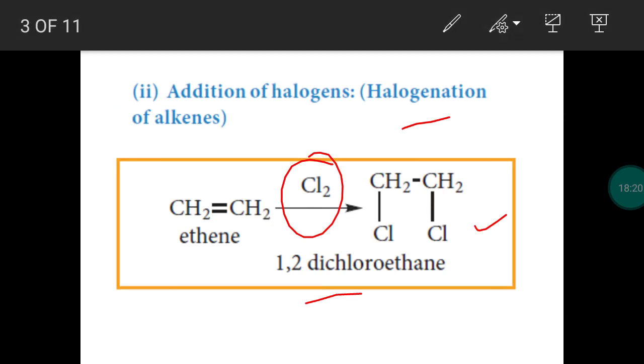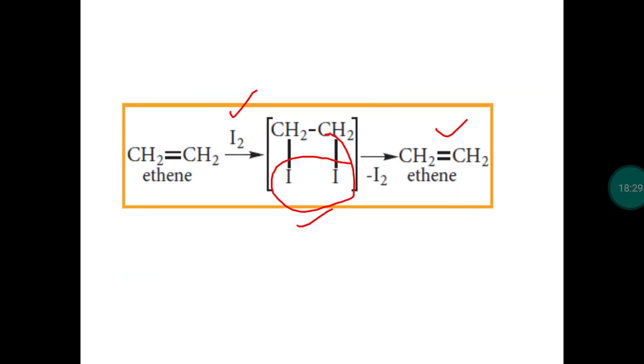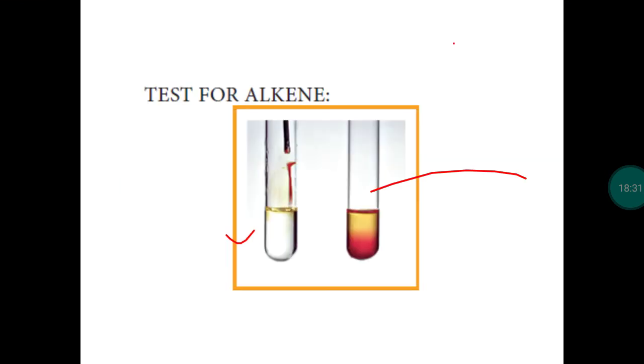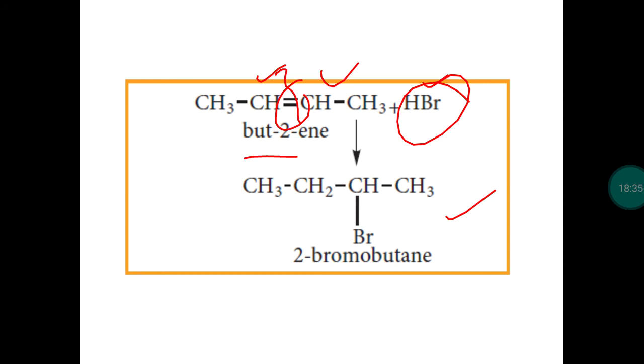Then halogens can be added to alkene. With a symmetrical alkene, we get a vicinal dihalide. With an unsymmetrical alkene, we will get the major product based on Markovnikov rule.